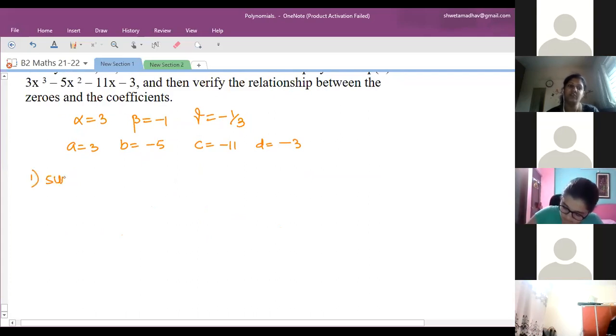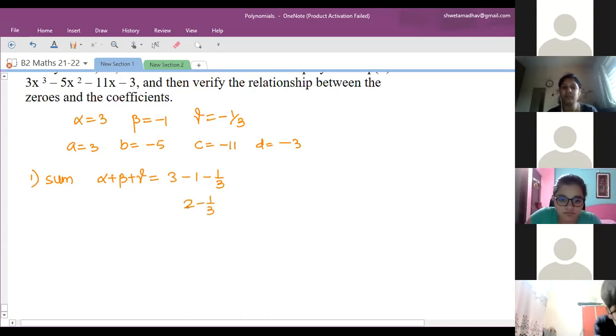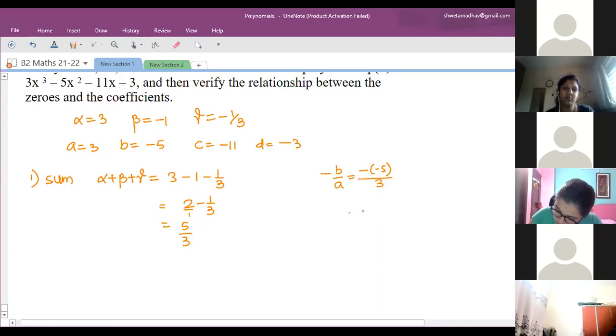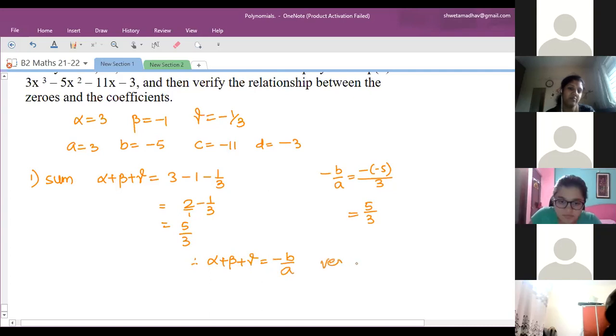So first case, the sum of zeros, that is alpha plus beta plus gamma. What is alpha? 3 minus 1 minus 1 by 3. So it will be 2 minus 1 by 3, so the answer is 6 minus 1, which is 5 by 3, the sum of the zeros. Now the sum of the zeros is equal to minus b by a. So minus of minus 5 by a, which is 3, will be plus 5 by 3. So that means it is verified. Therefore alpha plus beta plus gamma equals minus b by a is verified.